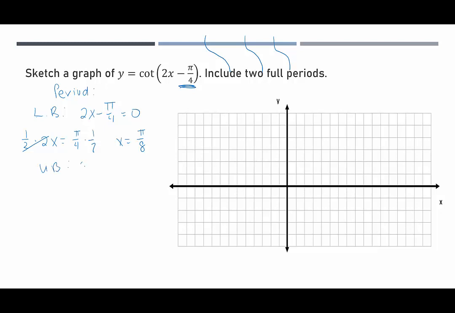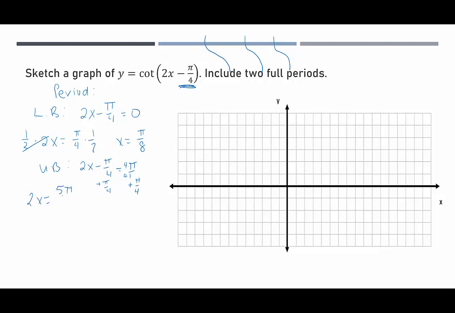So the upper bound, we're going to take what's inside the parentheses and set it equal to pi. Now we're going to solve for x again. When I add pi over 4 to both sides, this time since I actually have something over there, I need to find a common denominator. I'm going to put pi over 1, and then 1 and 4 we would want to use 4, so I'm going to multiply pi by 4 over 4.